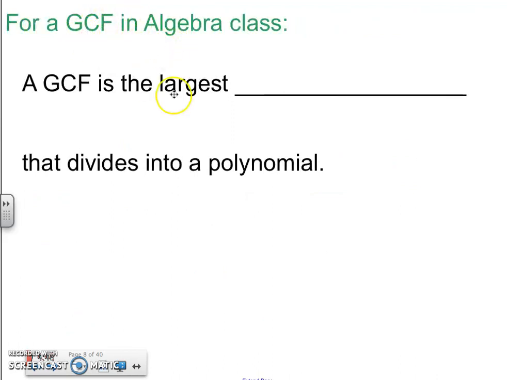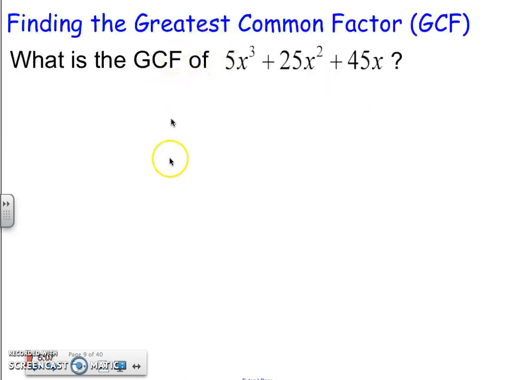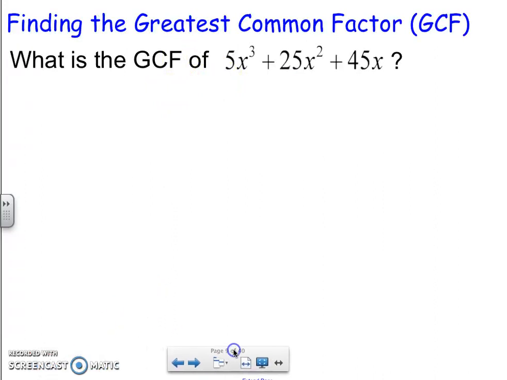For a GCF in algebra class, the GCF is the largest monomial. And we know monomial means one term. So we're going to be dealing with x's and numbers from now on in algebra class. So what is the GCF of all of those terms? The first thing you're going to do is break it down if you can.